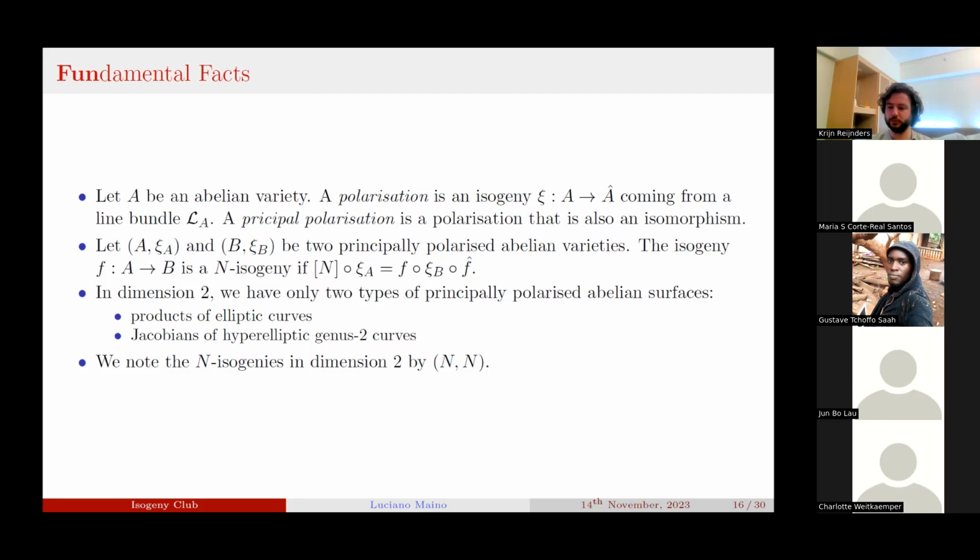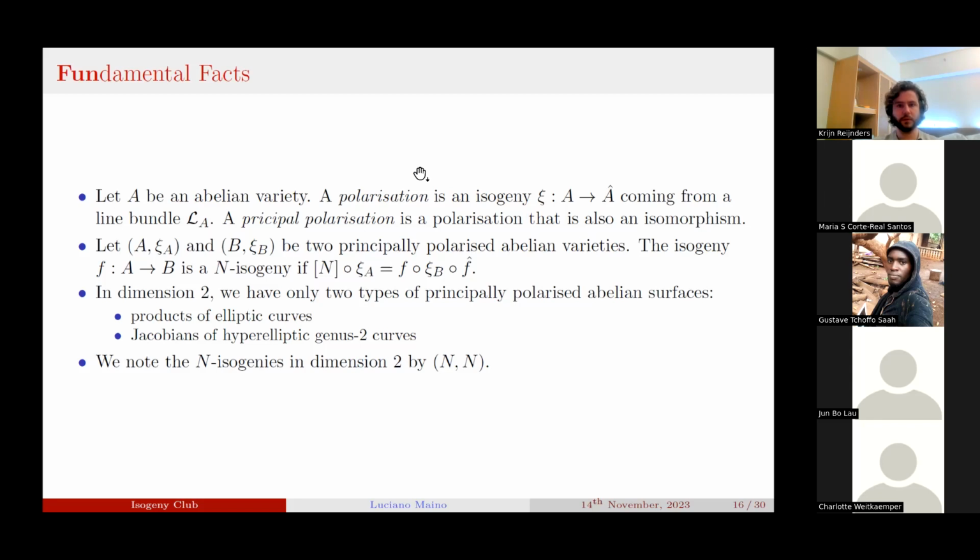Products of elliptic curves, which are extremely interesting for cryptographic reasons, and Jacobians of hyperelliptic genus 2 curves. For the moment, I'm not going to give you a description of hyperelliptic genus 2 curves, because to compute isogenies, we are going to look at the theta model. The theta model is oblivious to which principally polarized abelian surface we are describing; it doesn't matter which abelian surface we are describing. We just have some coordinates that are kind of uniform. This is kind of true. There are some edge cases, but I will tell you more later on. And just a little bit of notation.